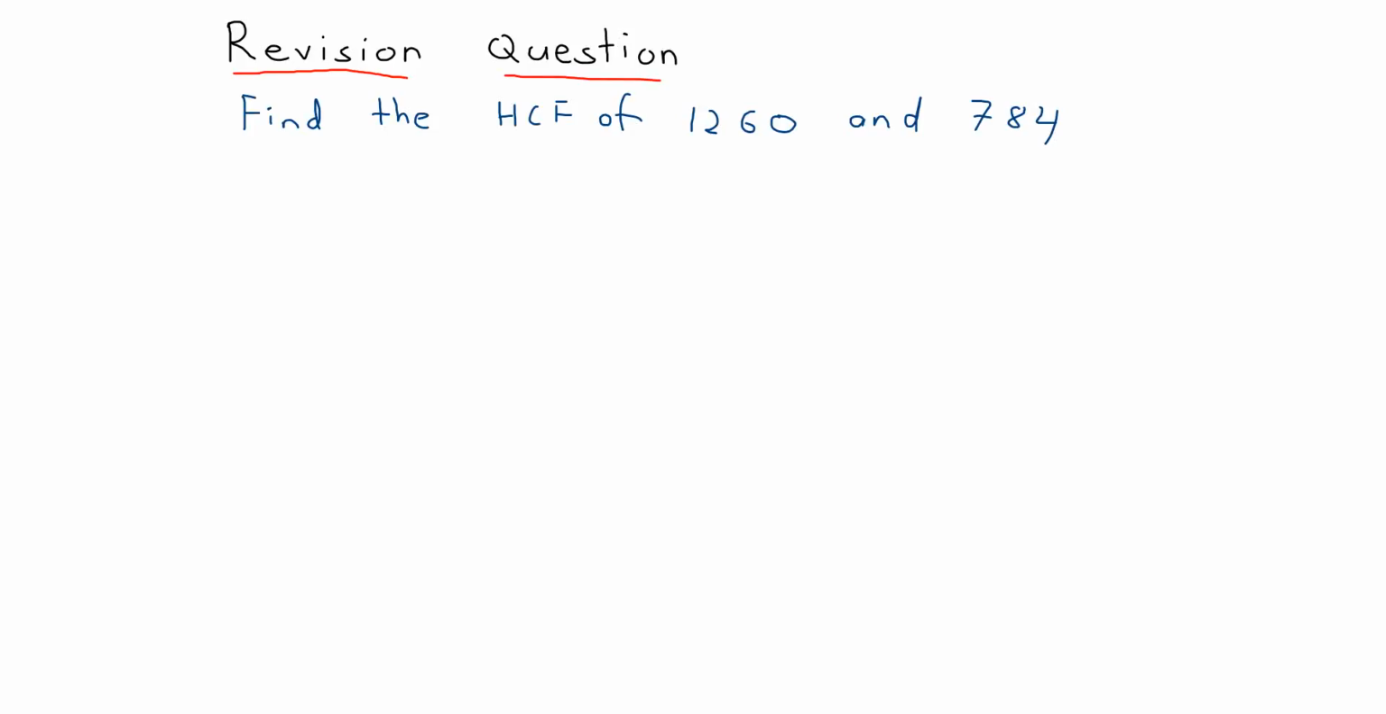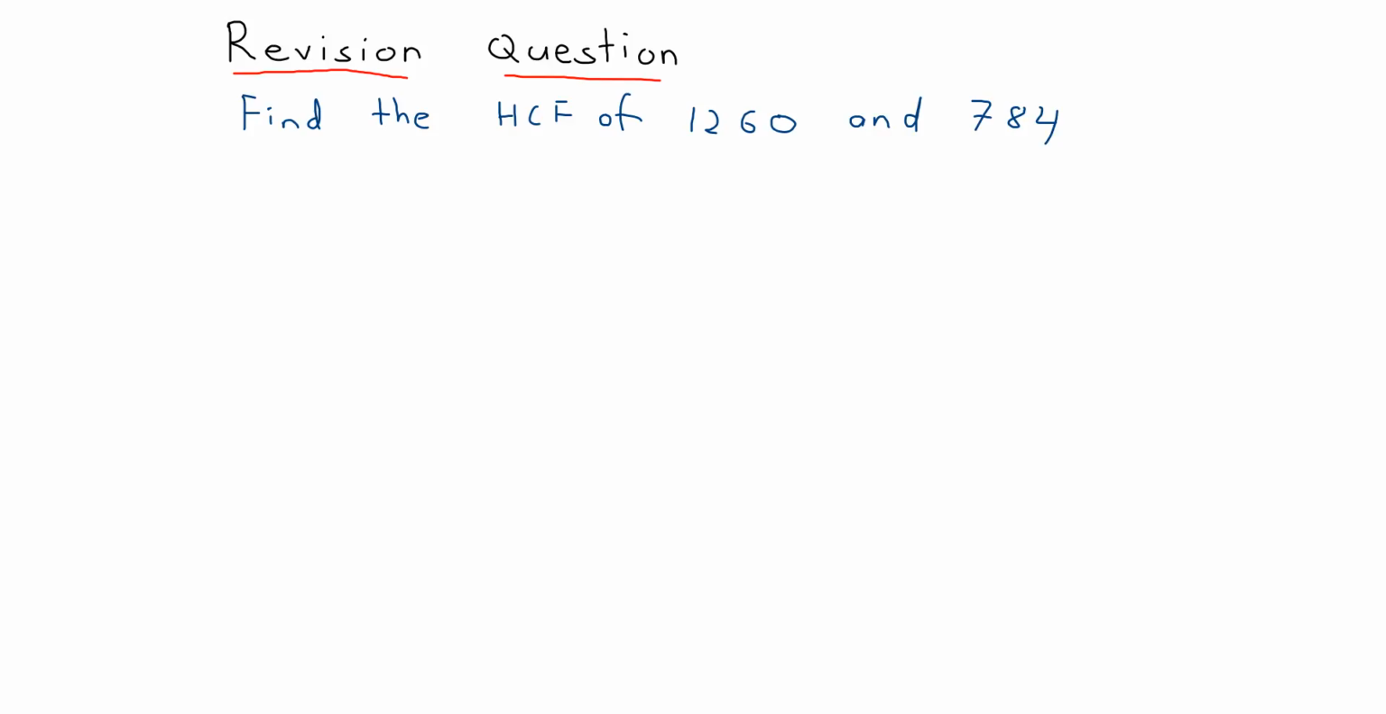Okay, so I've got a bit of a warm-up question for you first. What I want you to do is to find the HCF, the highest common factor, of 1260 and 784. So please pause the video and see if you can work on that now, and don't hit play again until you've got your answer.